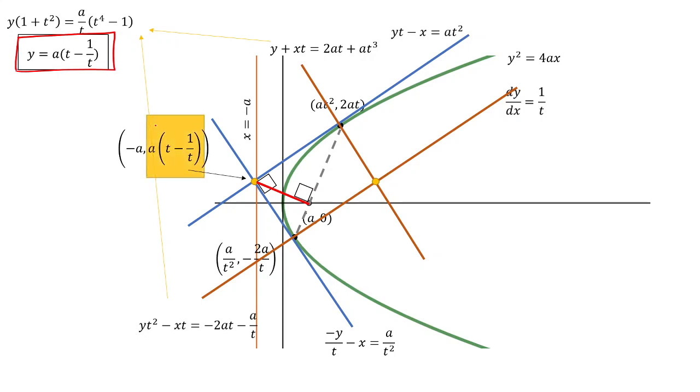Then what you see, that this y coordinate is also a t minus 1 by t, and this point also has the same y coordinate as this point.